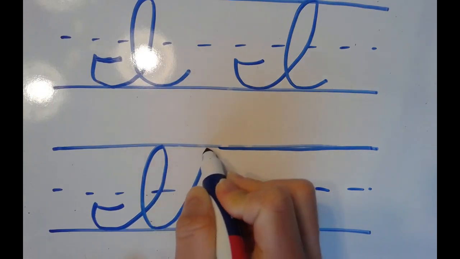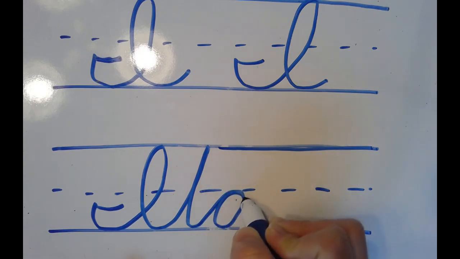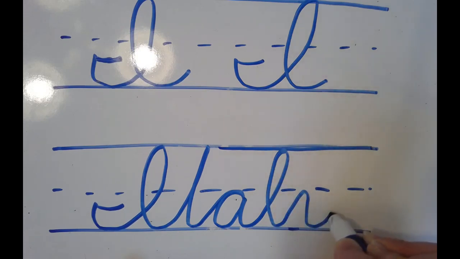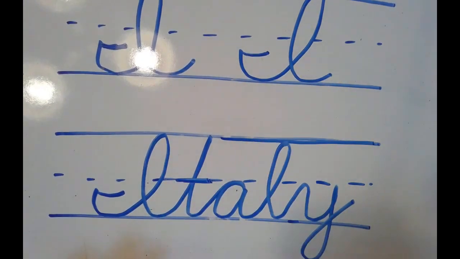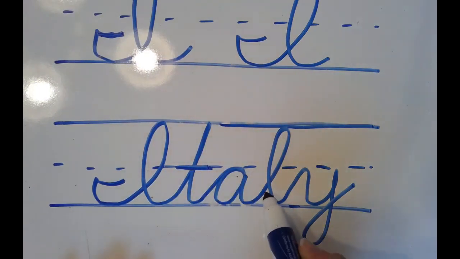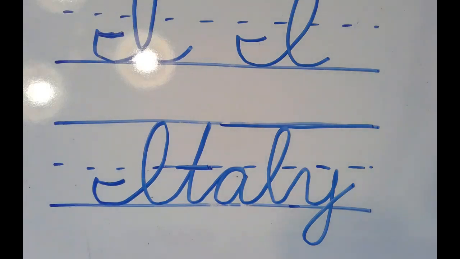So a T, A, L, Y. And then I come back and I cross my T at the end. Italy. Capital I, T, A, L, Y. Italy. You may want to practice writing this word several times so you feel comfortable writing it before you move on. Okay. And again, feel free to pause the video if you need to.